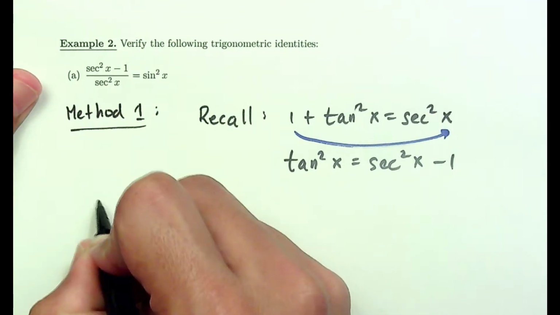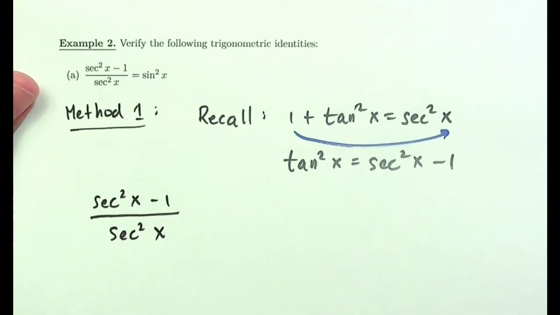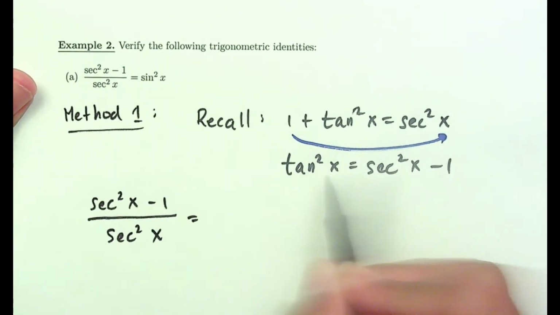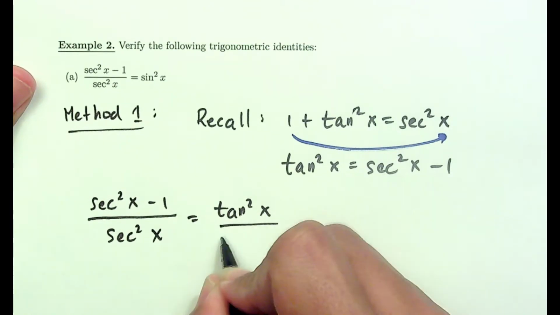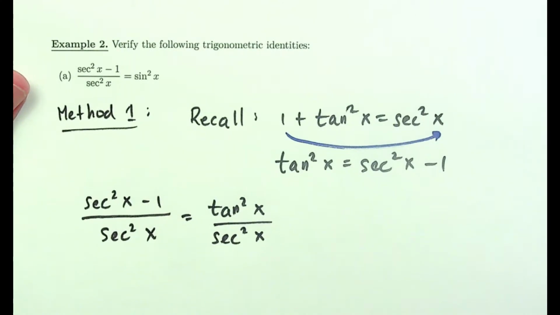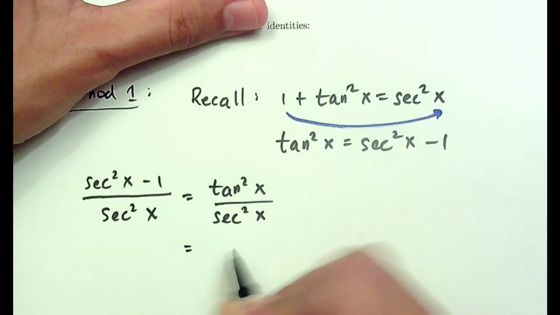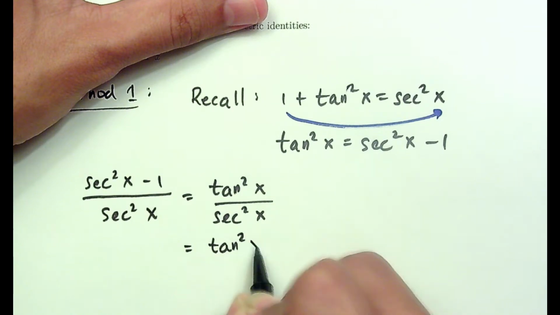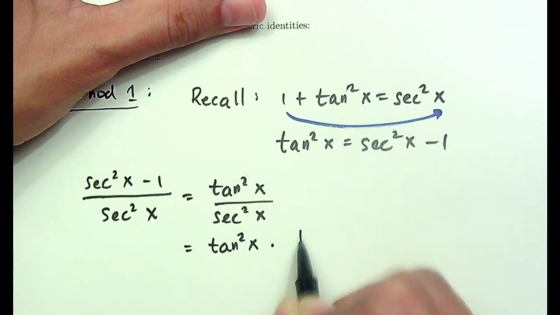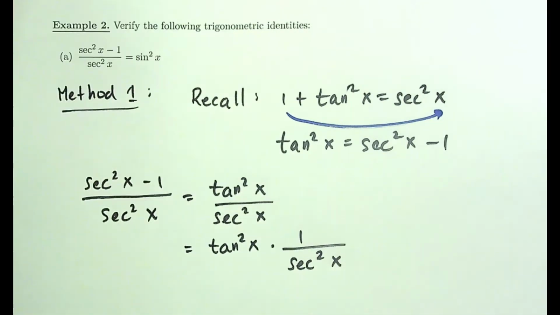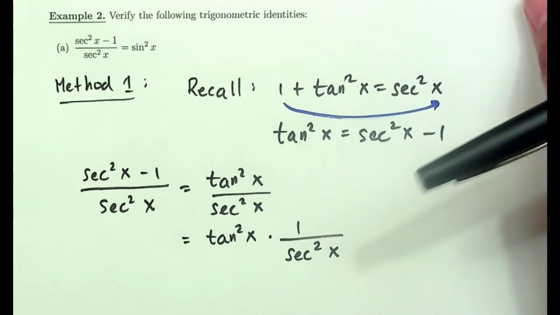So let's do it. So the left hand side, I'm just going to copy it here for my convenience, is secant squared minus 1 over secant squared. But this right here tells me that the top is actually tangent squared. So we get tangent squared of x over secant squared of x. Okay, now, what else? Well, dividing something is the same as multiplying by the reciprocal. So dividing by secant squared is the same as multiplying by the reciprocal of secant squared.